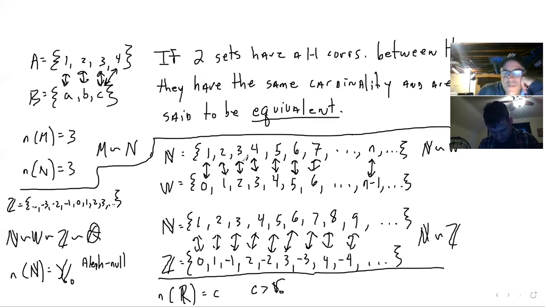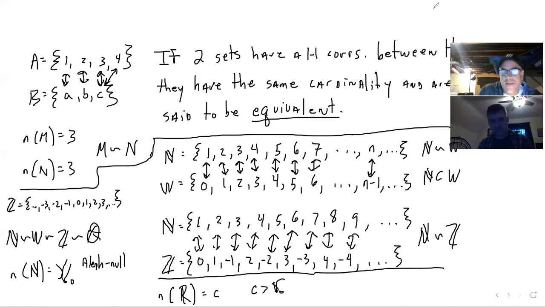So I'm just going to look at these two. We've established there's a one-to-one correspondence between the naturals and the wholes. It also turns out that the naturals are a proper subset of the wholes, because all the natural numbers are in the wholes, and the wholes have something that the naturals don't have, namely 0. But yet there's a one-to-one correspondence between them.